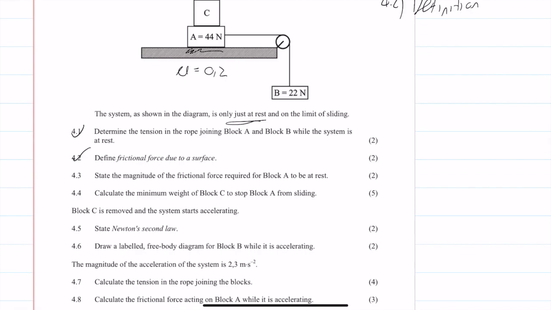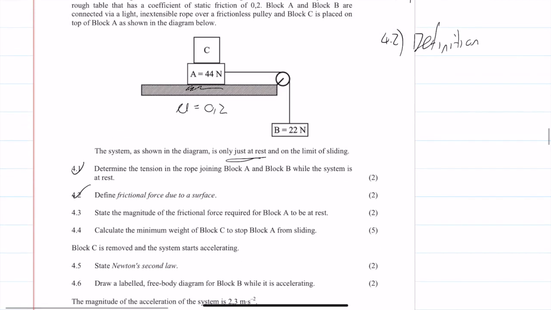Then it says state the magnitude of the frictional force required for block A to be at rest. Now I'm worried about block A. So for 4.3, if I draw a free body diagram of block A, we can see that there is tension, which is equal to 22 newtons. We have weight and a normal force, and we have force friction. The direction that I'm assuming is that it is going to be that way, so to the right is positive.